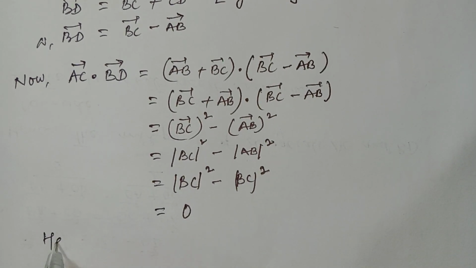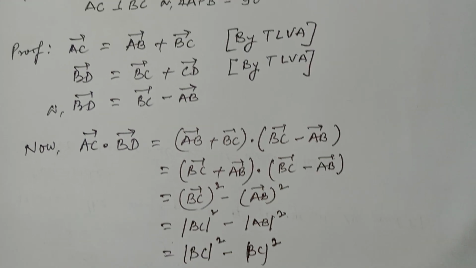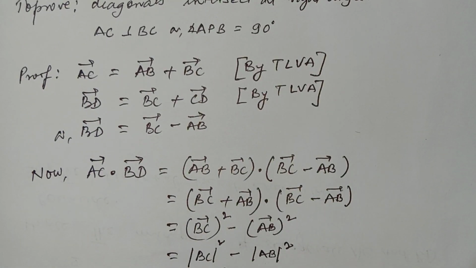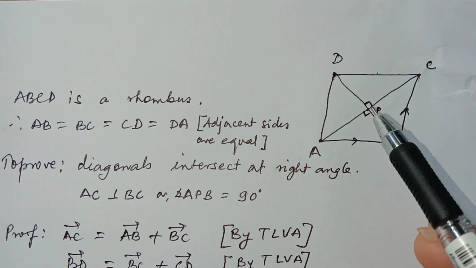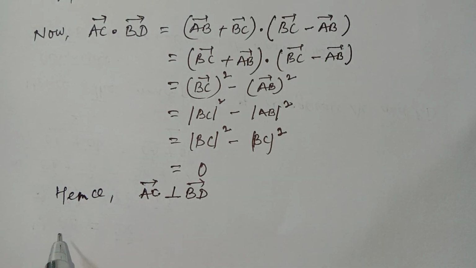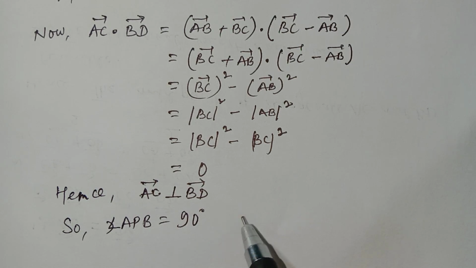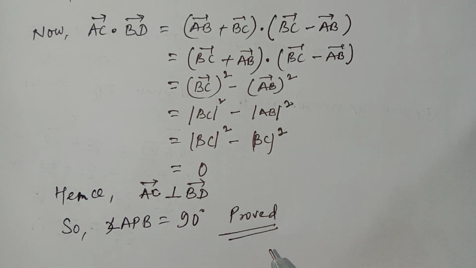Hence AC vector is perpendicular to BD vector. So we say that the diagonals intersect at right angle. It means the angle between these two vectors, AC vector and BD vector, which is angle APB, is 90 degrees. So angle APB is 90 degrees. It is also proved.